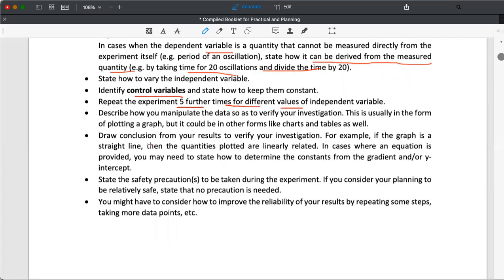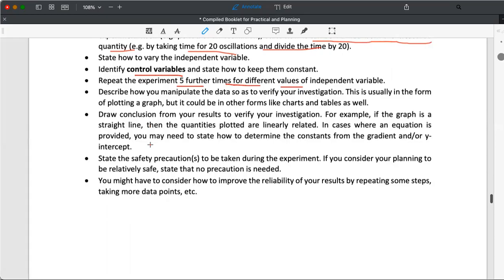In cases when an equation is provided, you may need to state how to determine the constant. For example, you may want to inform the experimenter, after she or he finishes plotting the graph, to remind them of the need to obtain the gradient and the y-intercept so as to get the constant from the graph or constant from the equation and to solve the question. If there's any safety precaution, please state them. That could be a marking point. Okay. If the planning is considered to be relatively safe, then there's no need to state precaution.